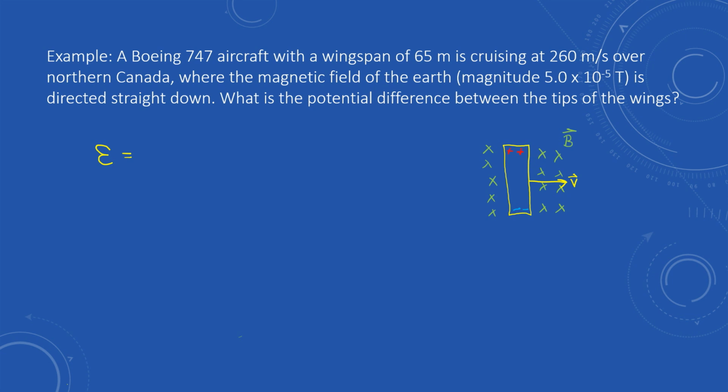So our equation for motional EMF is epsilon equals vLB. Luckily, since this is a pretty basic problem, we actually do know all of these terms already. We know how fast the plane is moving, we know how long the wings of the plane are, and we know the magnetic field strength in the background.